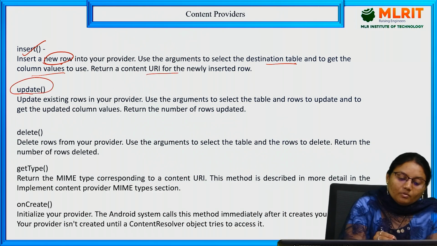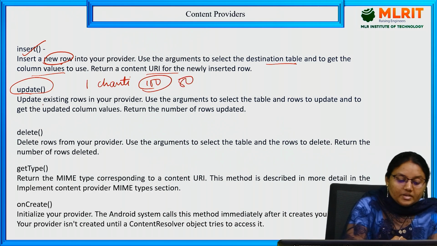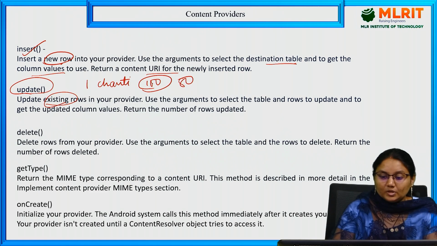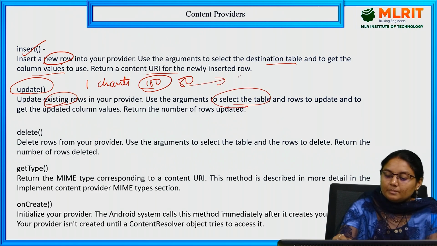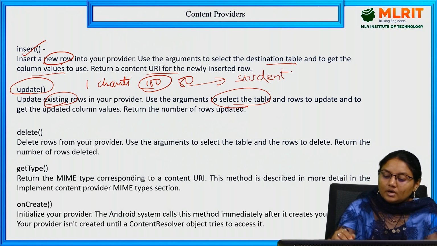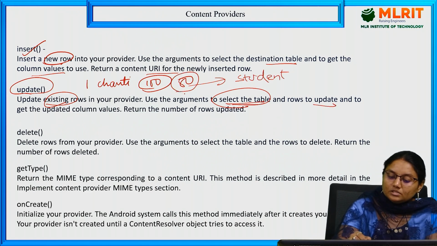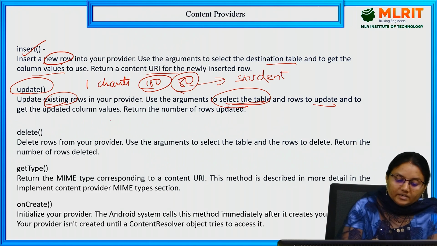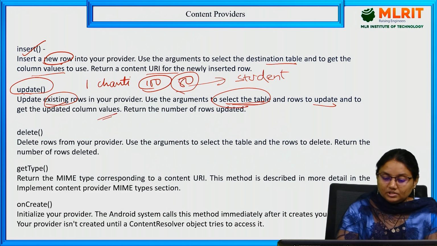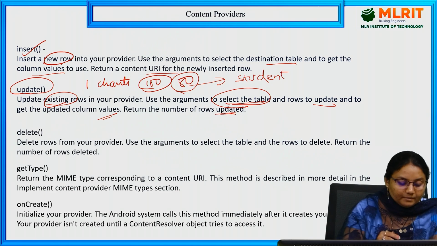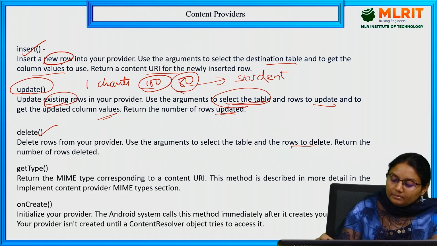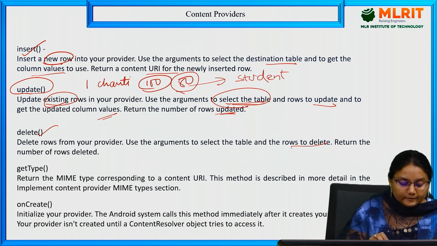Next, update. Suppose you have one record, Chanti 100, and I want to update this 100 to 80. Then update existing rows. You are updating the data. Use the arguments to select the table, say this student table, and the rows to update. This row needs to be updated. To get the updated column values, we use this update function, which returns the number of rows updated. Similarly, delete. If you want to delete any rows from the provider, use the arguments to select the table and rows to delete, and it returns the number of rows deleted.